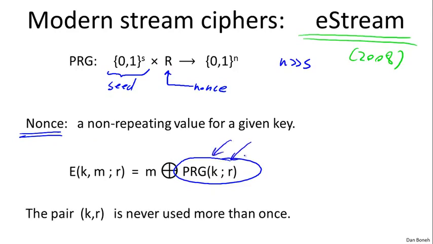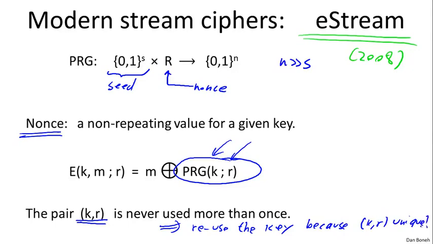And the property of the nonce is that the pair k comma r, so the key comma the nonce, never repeats. It's never used more than once. So the bottom line is that you can reuse the key, because the nonce makes the pair unique, because k and r are only used once. So this nonce is kind of a cute trick that saves us the trouble of moving to a new key every time.